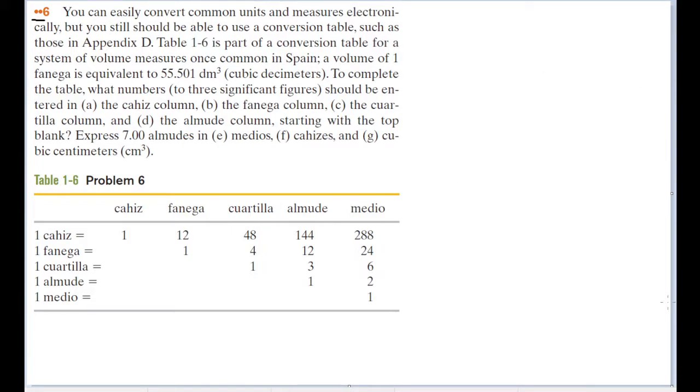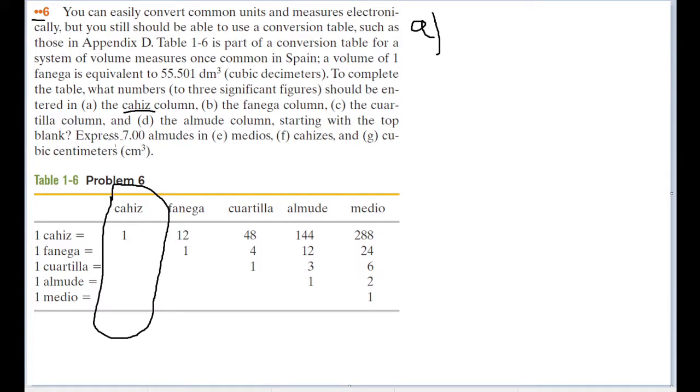And part of the problem, a big part of it, is filling out this table down here. So it might seem a little bit scary, but actually it's not going to end up being that bad, and I'll show you why. So let's just take a look at part A here. Part A specifically asks us to complete the numbers in the cahiz column. So this whole little column right here.